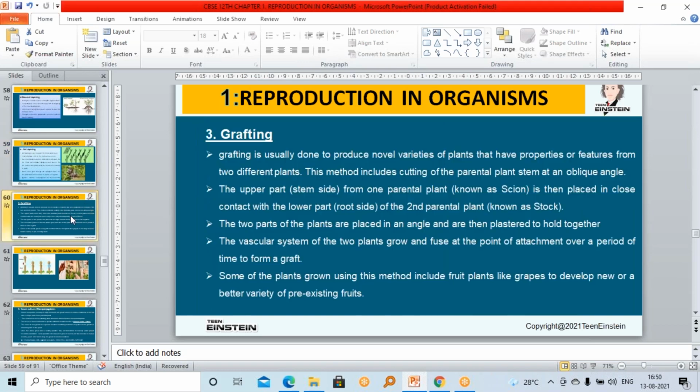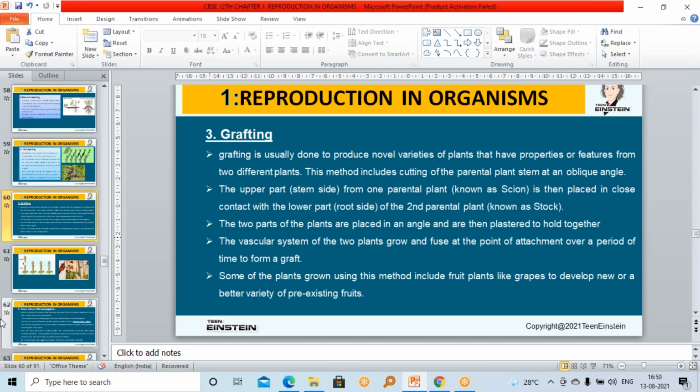So hope it's clear. Now we have completed two methods of artificial vegetative reproduction. Which are they? Cutting and layering. Next we are moving to the third method of artificial vegetative reproduction. Which is that method? It is grafting. So the third method is grafting.